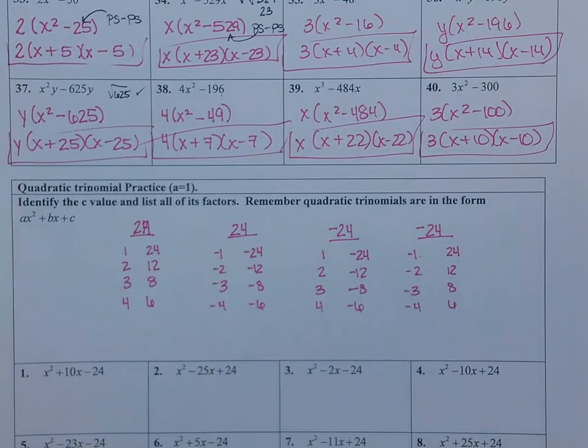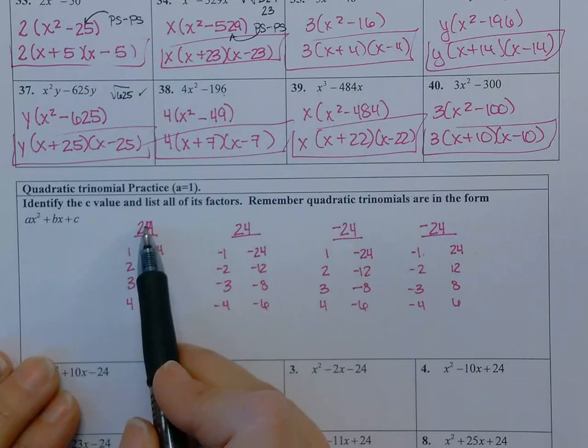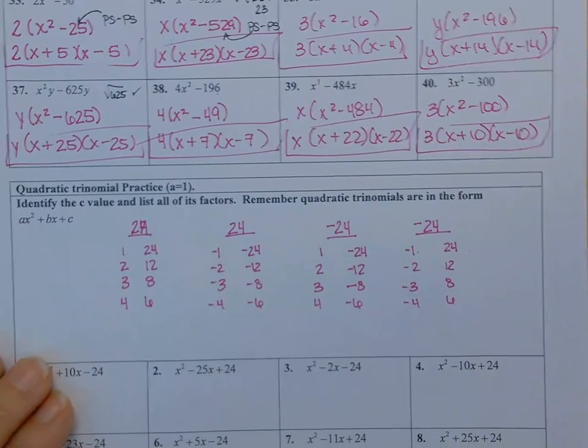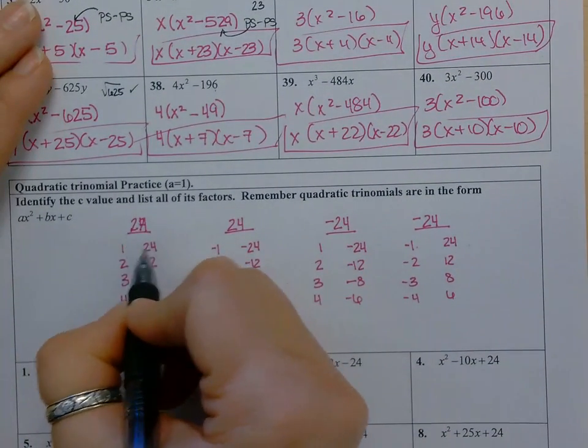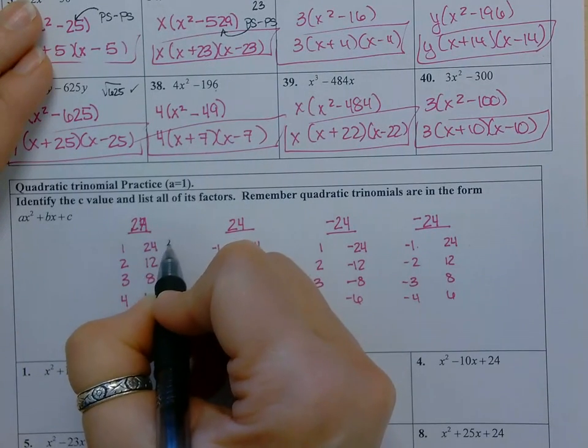Now, what we're looking at is our factors. Factors are things that multiply back to that number. So 2 and 12 are factors of 24. 3 and 8 are factors of 24. These factors right here, if you add them, add up to 25.